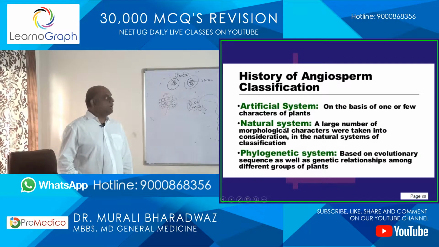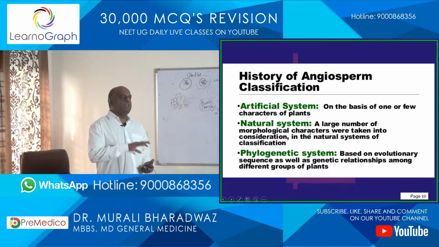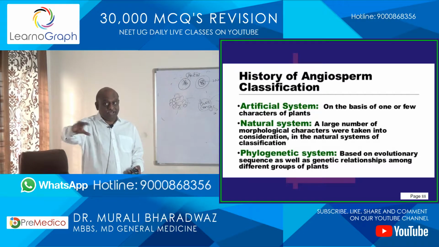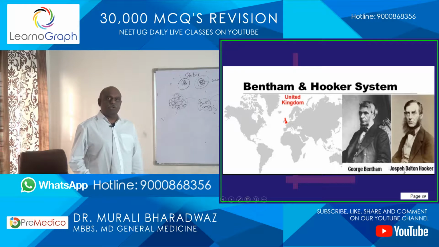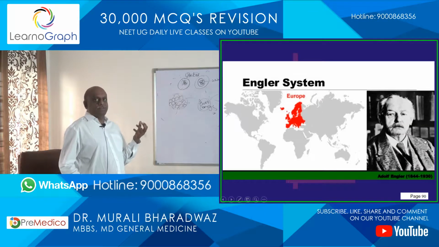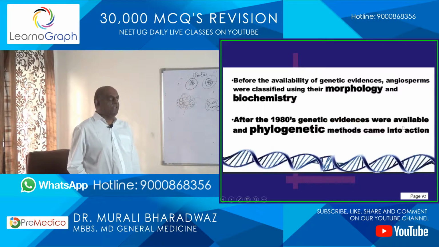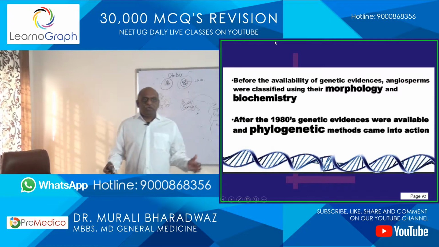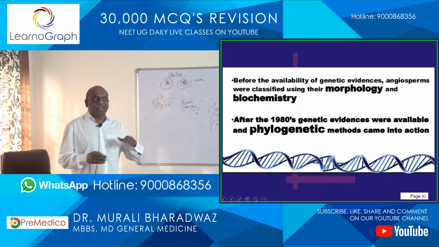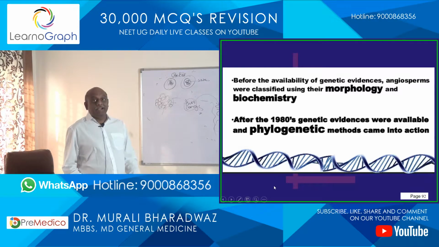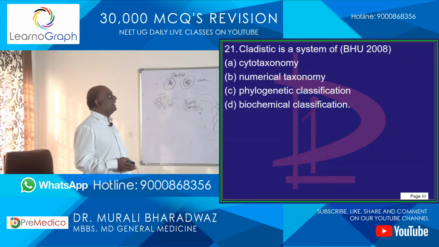There is one artificial system based upon characteristics, a natural system and a phylogenetic system. The natural system is based on morphological features, and the phylogenetic system is based on evolutionary relationships. So Bentham and Hooker from the United Kingdom, you are not going to forget. Then there was also the Engler system which was used for the classification of flowering plants. Then the Takhtajan system from Russia, he also proposed a way by which you can classify flowering plants. Before biochemistry, DNA, Watson and Crick, they were all not there. It was mainly the natural system based on characteristics. But later on, after the genetic evidence, the phylogenetic system came into more common practice in classifying flowering plants, is what you need to remember.